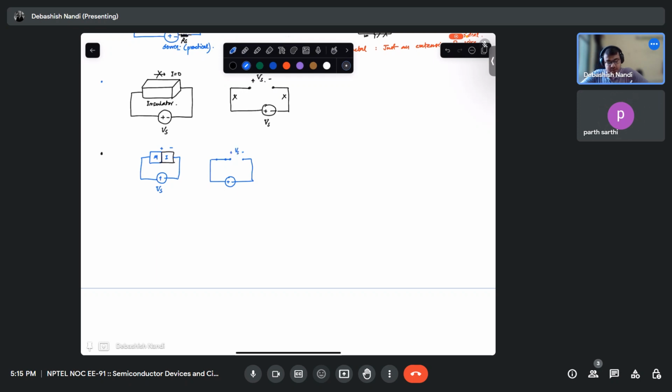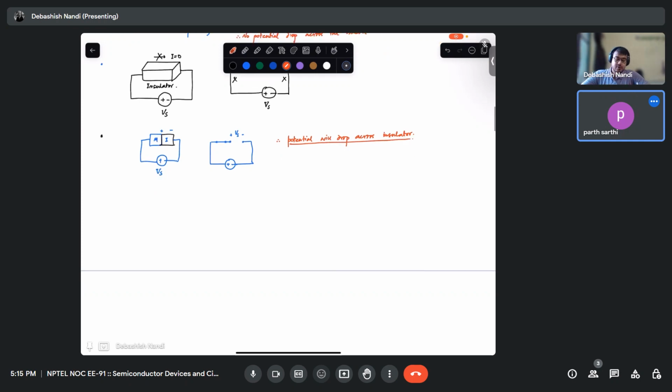Okay. Now remember this point. So potential will drop across the insulator. Entire potential. Okay. Because no current is flowing.